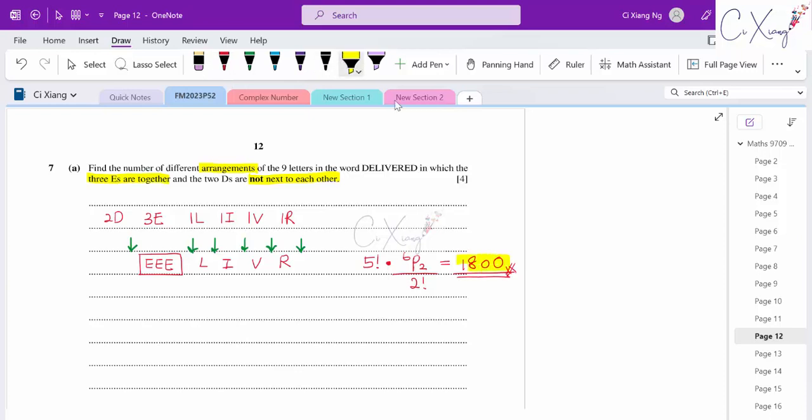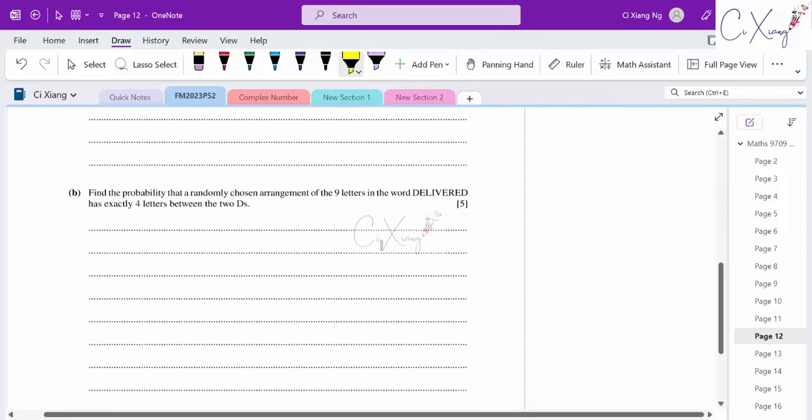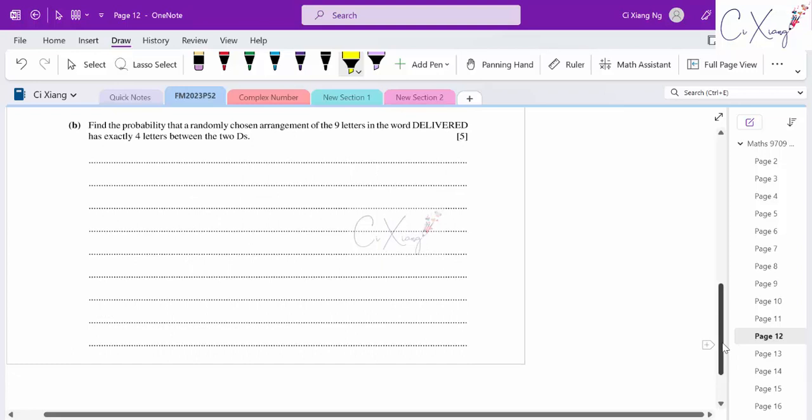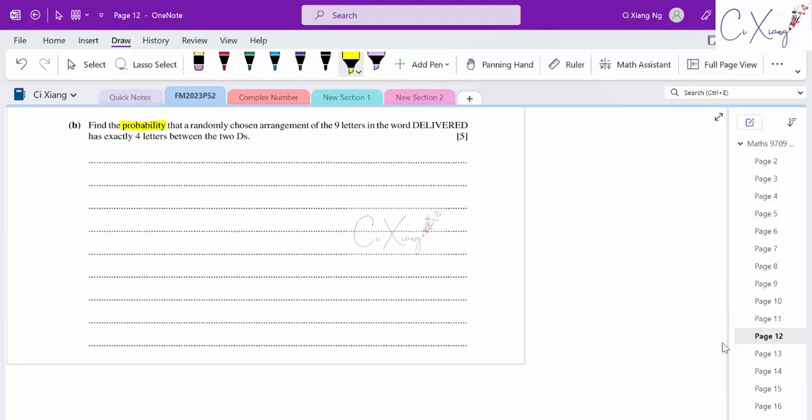Okay, so this is how we answer question number 7A. And let's proceed to 7B. For 7B, they want us to find the probability that the chosen arrangement for the 9 letters in the word DELIVERED has exactly 4 letters between the 2 D's.